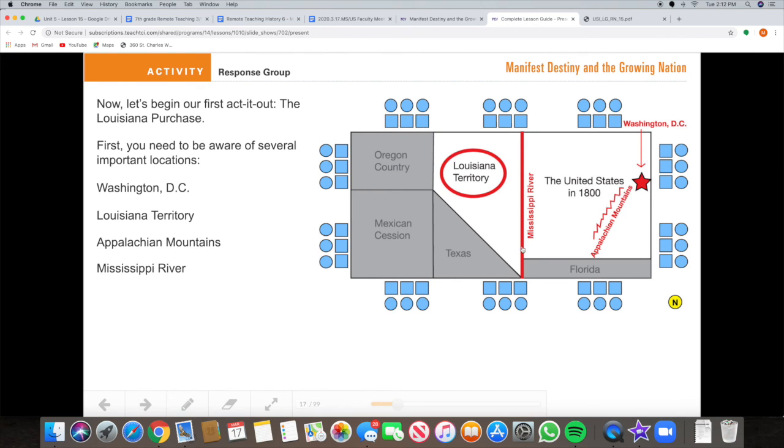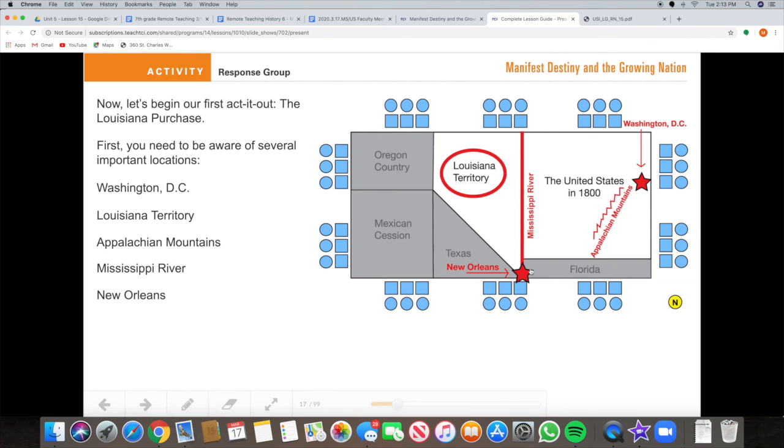Again, this is an abstract form of the United States. So go ahead and add all these features to your drawing in your notebook. Make sure it's neat. So when you take a picture and share it with me, I know what you did. All right, also we got New Orleans.